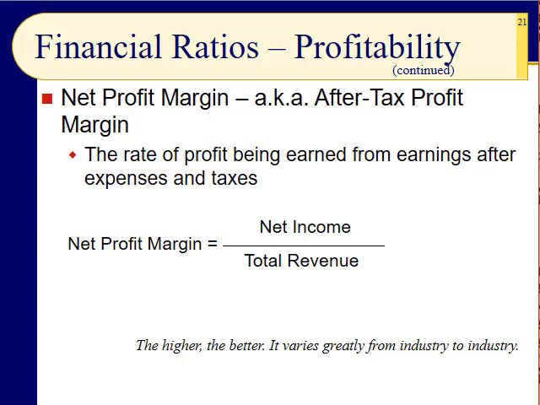Not 3%, but 0.03%. In other words, they're barely making any money this year. What do you think is going to happen in 2020? Right, they're probably going to lose money. And the question is how much, how hard is the recession going to be? So the higher the number, the better, of course, but it varies greatly from industry to industry.